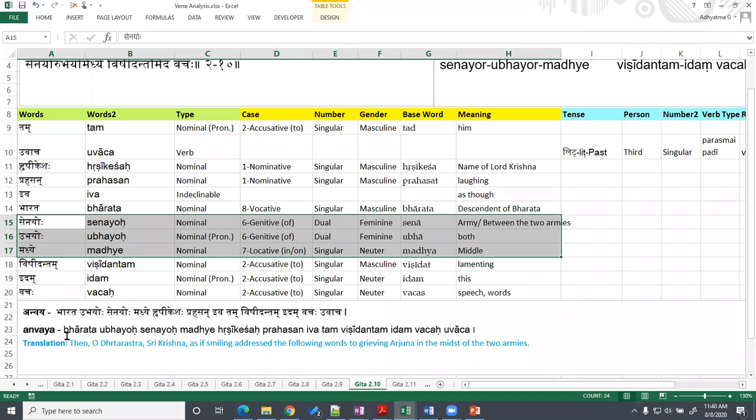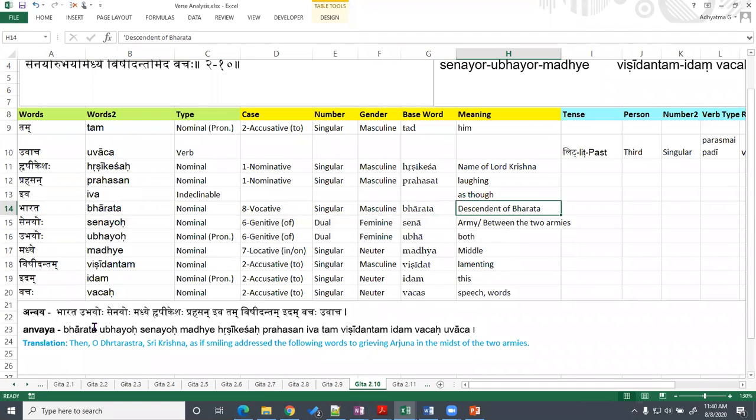So the whole sentence becomes, O Dhritarashtra, that is, O Bharata, that is referring to the dialogue between Sanjaya and Dhritarashtra. O Dhritarashtra, Sri Krishna, as if smiling, as if laughing, addressed the following words to grieving Arjuna in the midst of the two armies. So from next verse onwards, what he said, those are the words. So that is from the 211 onwards.